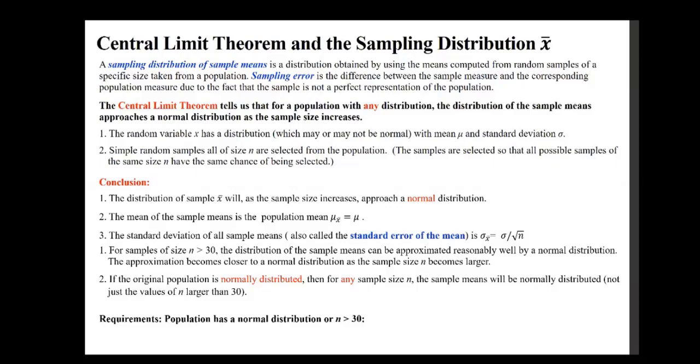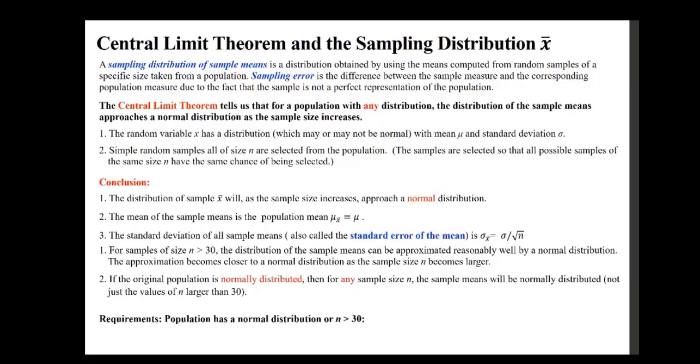If the original population is normally distributed, then for any sample size n, the sample means will be normally distributed, not just for values of n larger than 30. Now, what do we mean by that? I want to give you the synopsis of what's happening here.